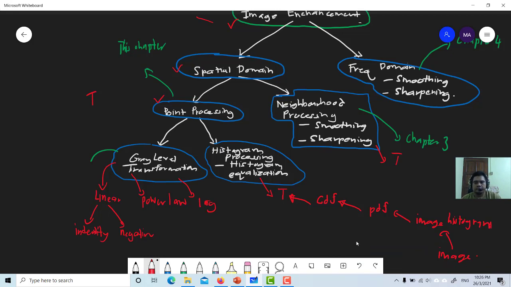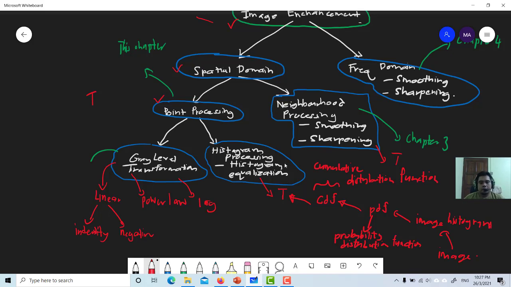This one is the cumulative distribution function, while this one is the probability distribution function. So this is the overall flow: from the image, we generate the image histogram, and from the image histogram we get the probability distribution function. From the probability distribution function we can obtain the cumulative distribution function, which is actually your transformation function for histogram equalization.